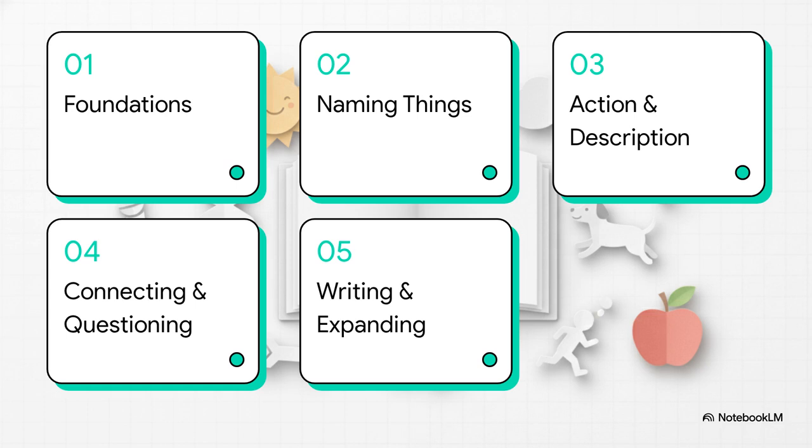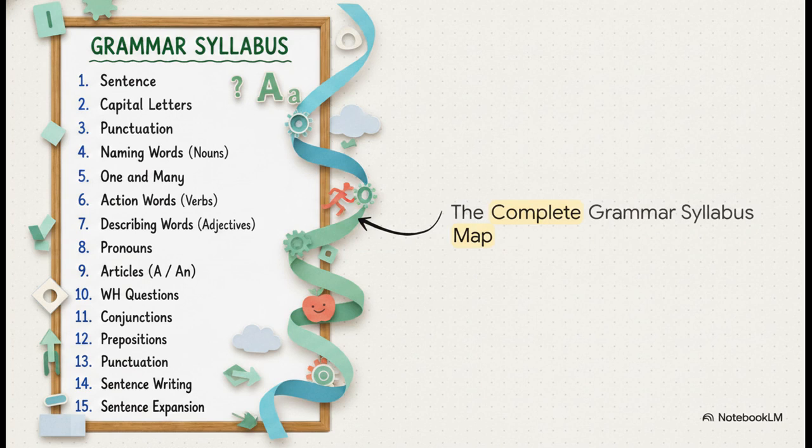Let's dive in. So this complete 15-point grammar syllabus is basically our master blueprint for today. From the absolute basics of a sentence all the way down to sentence expansion at point 15, this list literally contains everything a young learner needs to communicate effectively. Now, I know it might look like a lot at first glance, but as we break it down, you're going to see just how beautifully and logically one single concept flows right into the next.